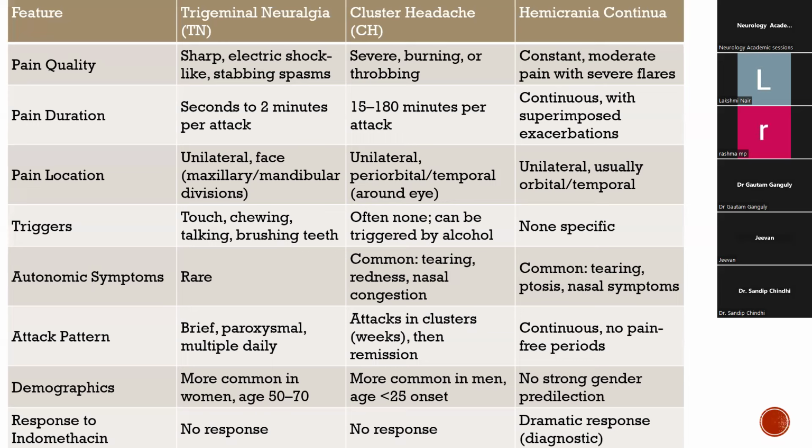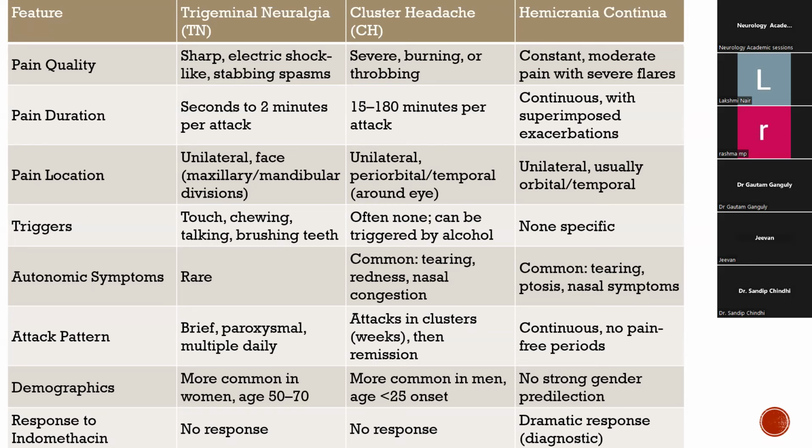Now coming to the differentiating features between trigeminal neuralgia, cluster headache as well as hemicrania continua. In hemicrania continua, the pain will be more severe, burning as well as throbbing. It will be constant, continuous unilateral pain, usually in the periorbital as well as temporal region. Whereas in cluster headache, the pain will last 15 to 180 minutes per attack, will be unilateral, and usually periorbital as well as temporal.